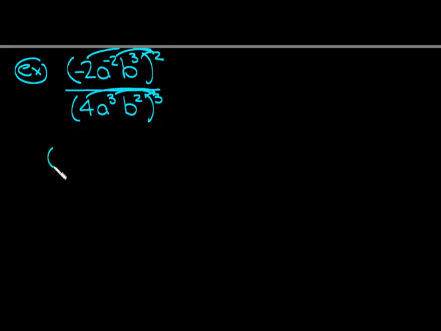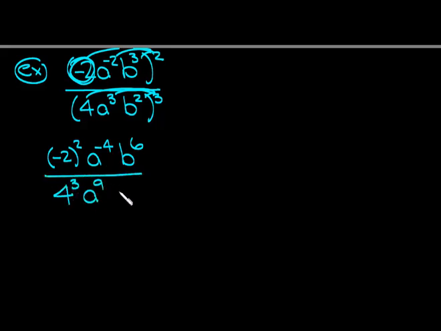So in this case we get negative 2 squared. If you notice, I put parentheses there because this number is negative, so I want to put the exponent on that whole number, not just the 2. If I had written it without parentheses, then I would be just squaring the 2. Remember we talked about that, so it's important that you put those parentheses. We get a to the negative 4, we get b to the 6, divided by 4 cubed, a to the 9, b to the 6.